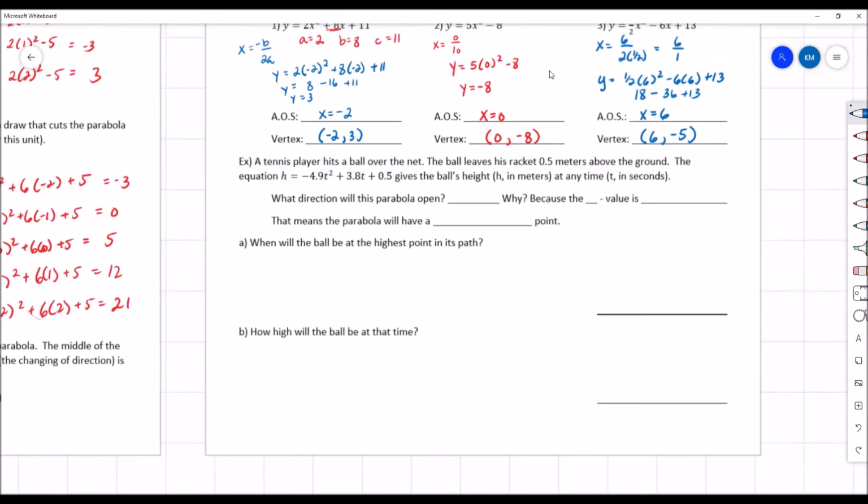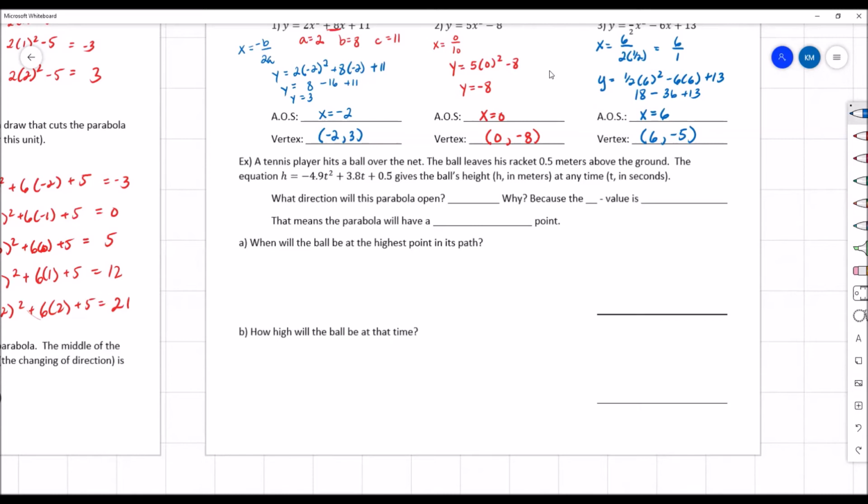It says a tennis player hits a ball over the net. The ball leaves his racket at 0.5 meters above the ground. The equation h equals negative 4.9 t squared plus 3.8 t plus 0.5 gives the ball's height in meters at any time, t in seconds. What direction will this parabola open?